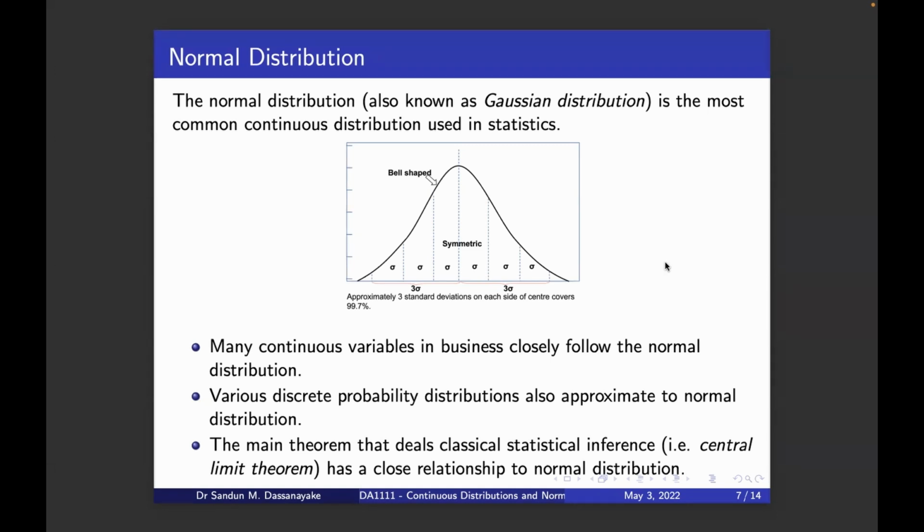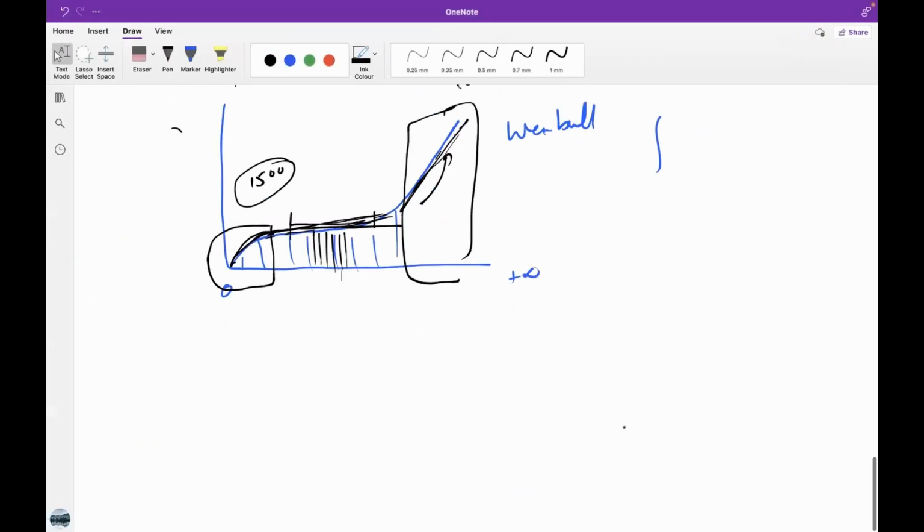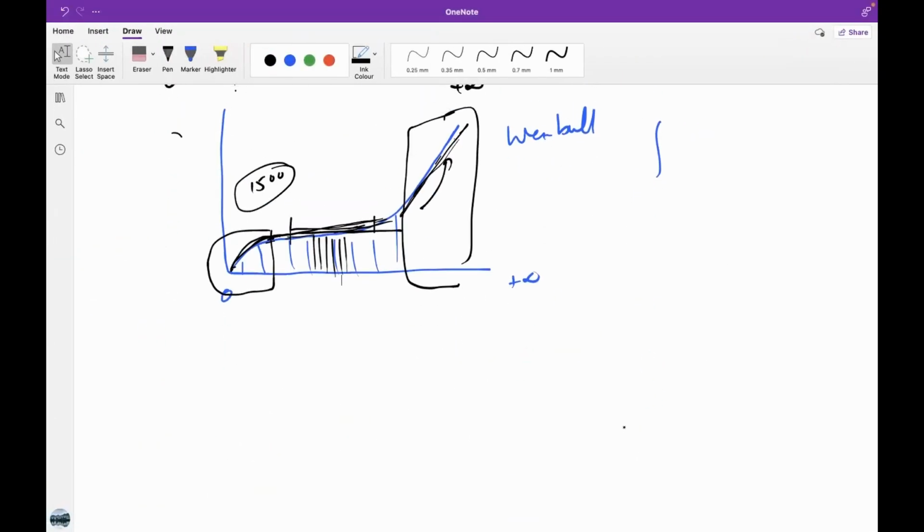So that's the nature. Various discrete probability distributions also approximate normal distributions. So binomial distributions, Poisson distributions, gamma is a different thing. So other discrete probability distributions also can be approximated to this normal curve. Therefore, it's easy to use a unified approach using the normal distribution, because you can kind of approximate them. The main theorem that deals with classical statistical inference. Now, statistical inference, I think it is good to talk about that one before I go into the other one.